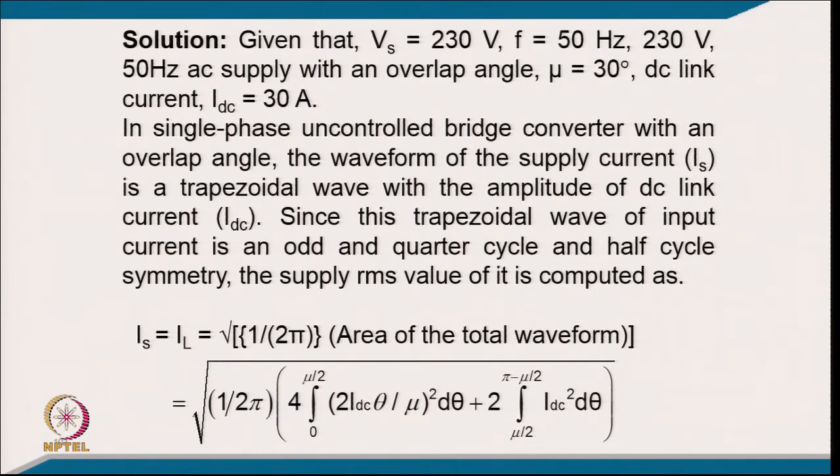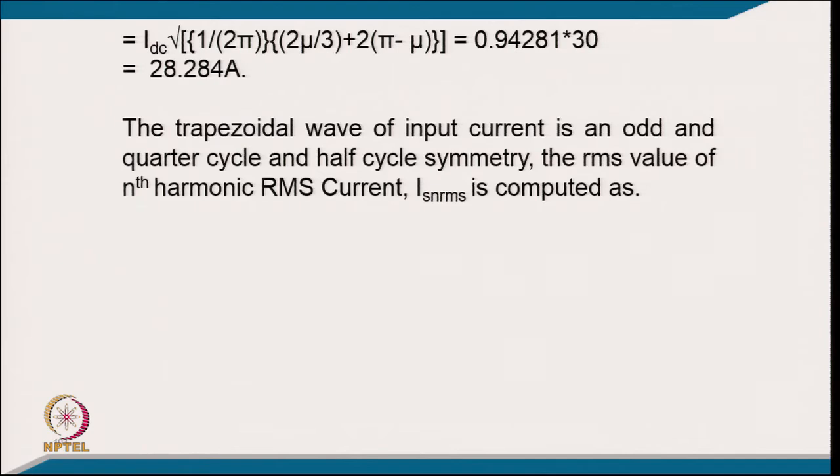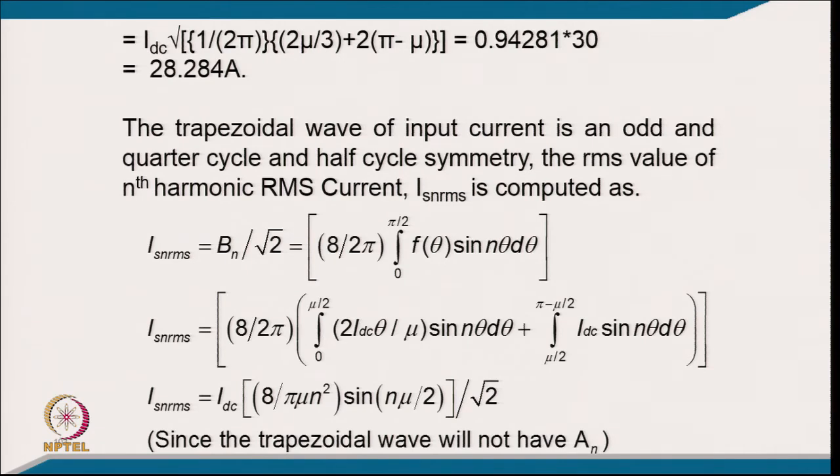So, from keeping this relation of mu and other data, here we are able to get the supply current, typically 28.284 ampere. The trapezoidal waveform of input current is odd, with quarter symmetry and half cycle symmetry. The RMS value of nth harmonic current ISn RMS is computed as Bn upon root 2, and calculating the Bn coefficient, typically 8 by 2 pi, integral 0 to pi f theta sin n theta d theta.